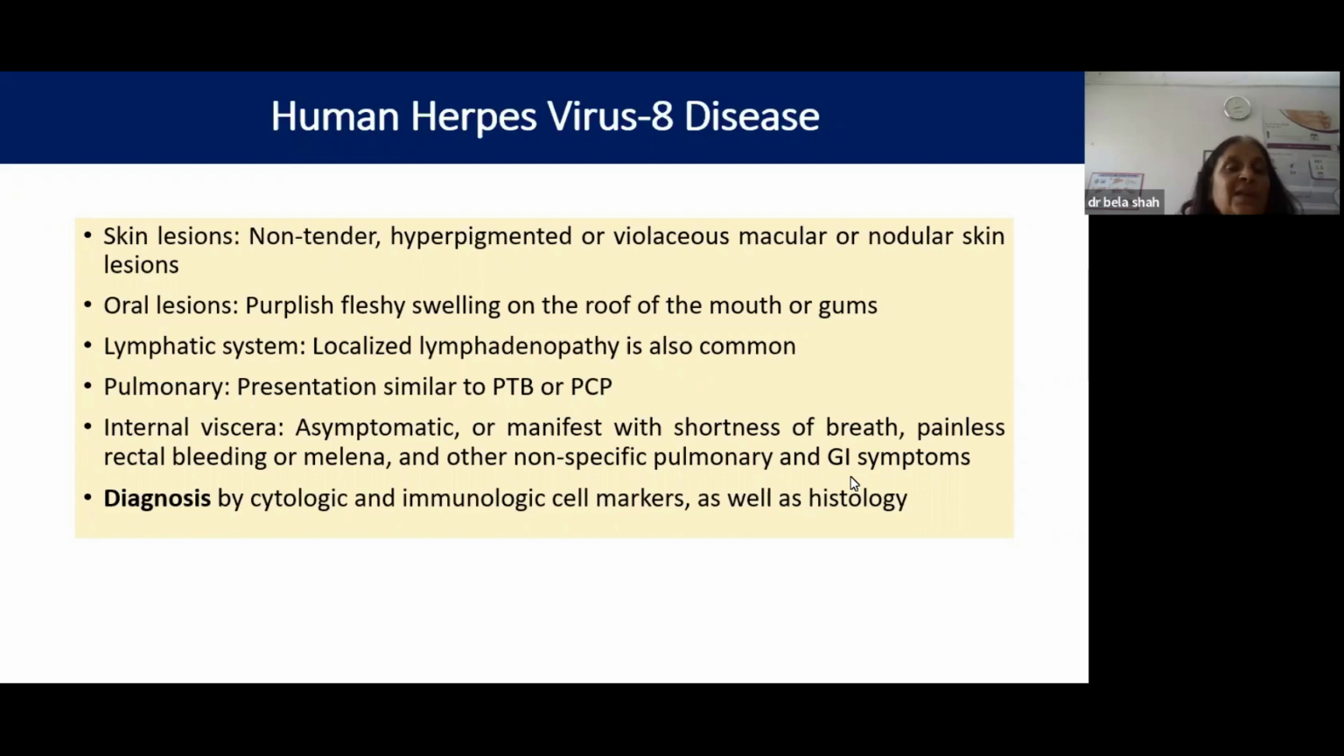And of course, if patients have respiratory involvement, the presentation will be similar to tuberculosis or even PCP pneumonia. When the internal viscera are involved, most of the time the patient will not have any symptoms. But if there is respiratory involvement, the patient will have shortness of breath. They can have bleeding from the rectum, melena, or other non-specific respiratory and GI symptoms. Of course, we have to do biopsy, cytology, and immunological markers to confirm the diagnosis of Kaposi sarcoma.